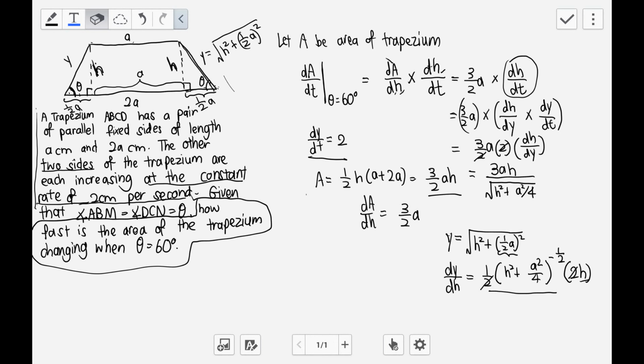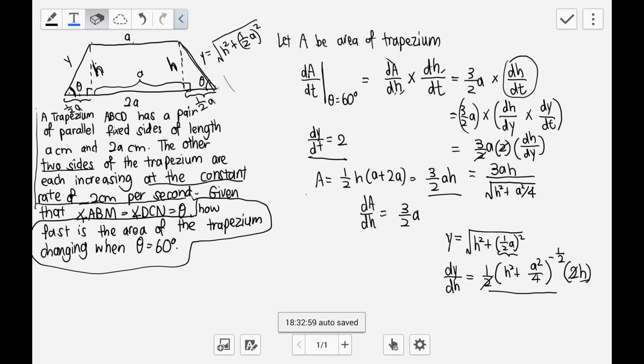Did they say that the trapezium has a pair of parallel sides of length a, and the other two sides of the trapezium are each increasing at a constant rate of 2 cm per second? That means my h would be affected when these two lengths change. The h will increase as well. So h is also a variable, right? So we must try to find what h is when theta equals 60 degrees.